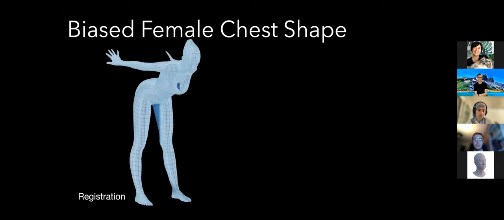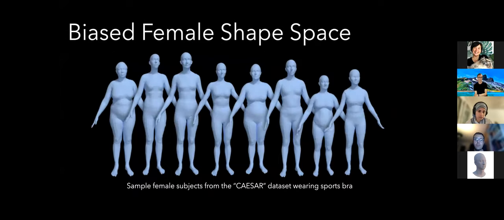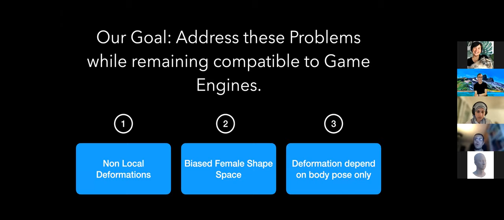The third thing is the biased female chest shape. So what do we mean by that? On the left here, I'm showing you a registration of a female subject and the SMPL fit to that registration. SMPL is biased to have the female chest shape of a sports bra. This goes back to the fact that SMPL's female shape space was trained only on the CAESAR dataset that Michael talked about earlier, and the female CAESAR subjects were all wearing a sports bra. This is very problematic for people trying to do clothing and apparel. If I want to model a more natural 3D geometry for the female chest shape, this will be very hard with SMPL and the CAESAR dataset only.